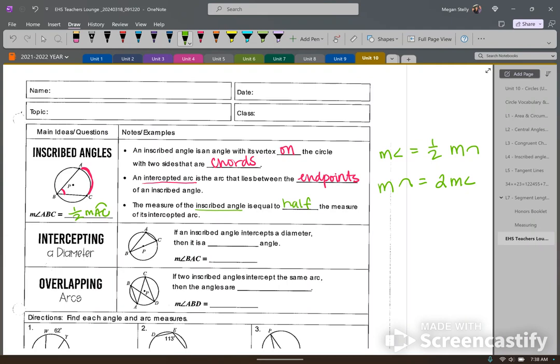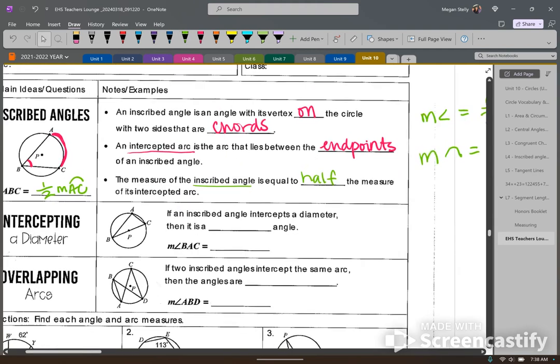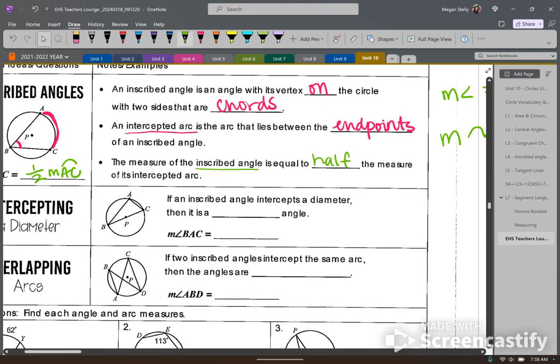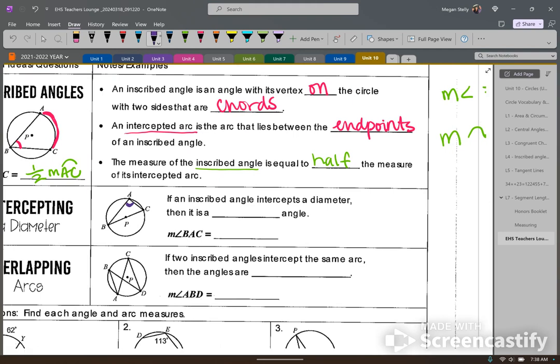If an inscribed angle intercepts a diameter, right? So right here, my inscribed angle on the circle is angle A. If it's intercepting a diameter, well, a diameter is half of a circle, right? So 180 degrees, half of 180 is 90, so it's a right angle.